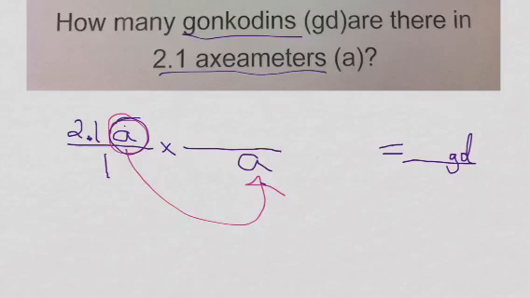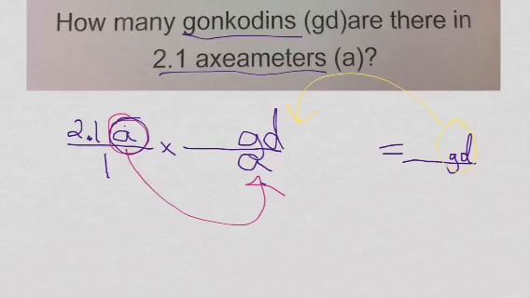Step 5, copy the answer label on the top of the conversion factor. So this one has to go on top. So we're going to put GD on top. And then you need to know the conversions for how many guncodons equals how many aximeters. That is given on a different slide. Hang on and I'll find that for you.